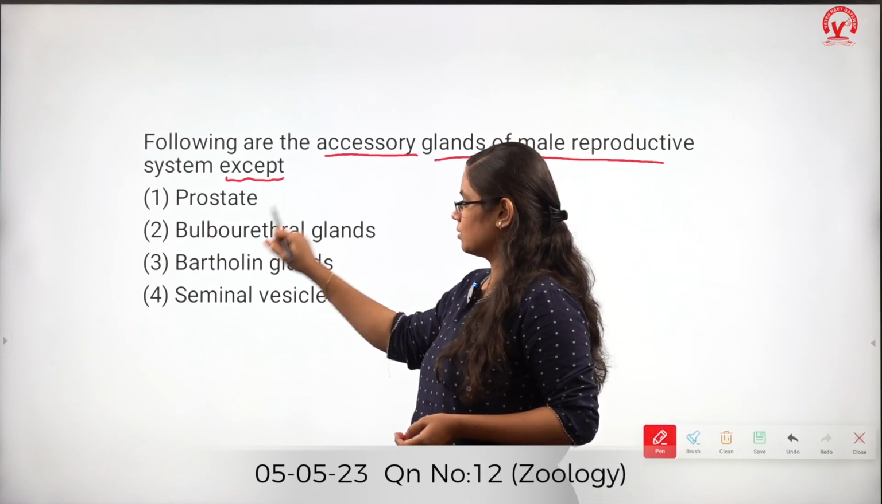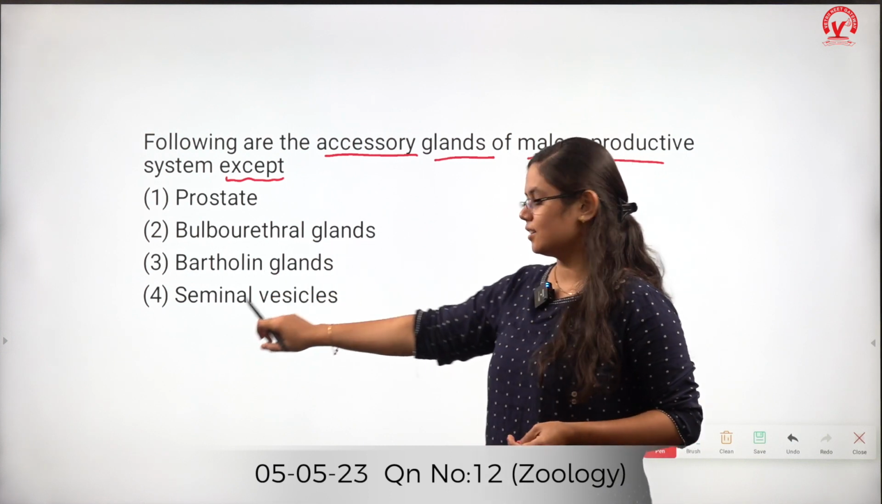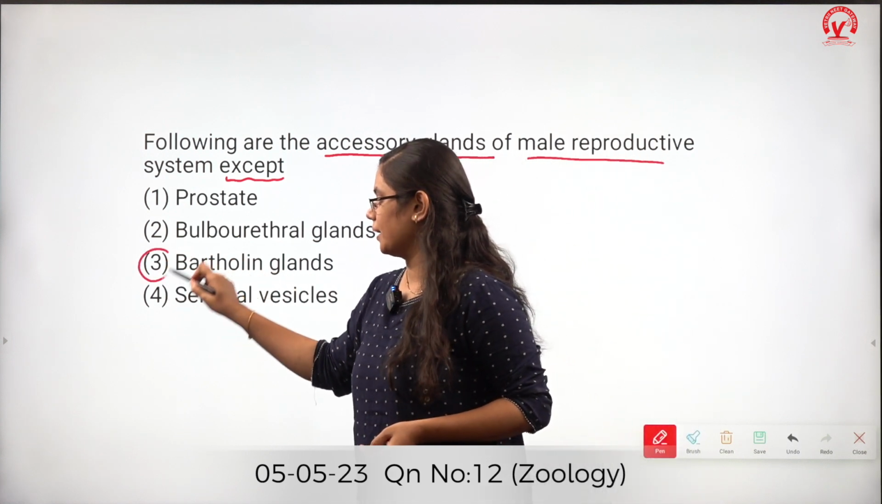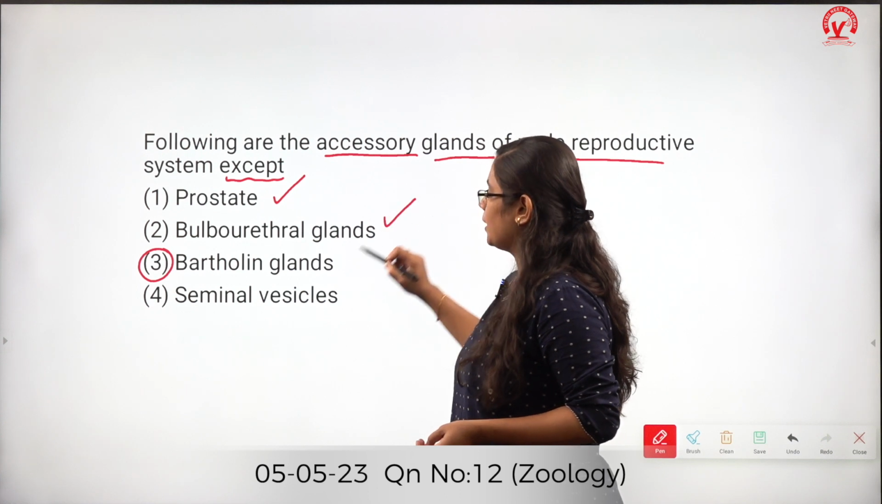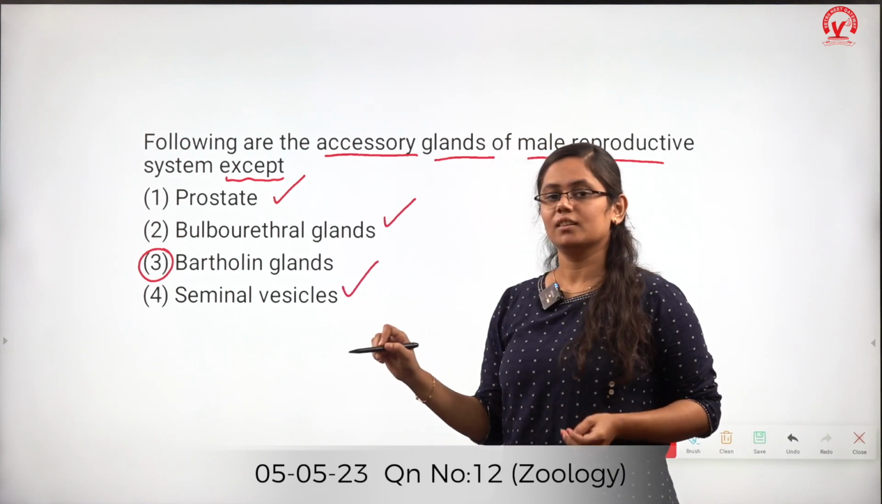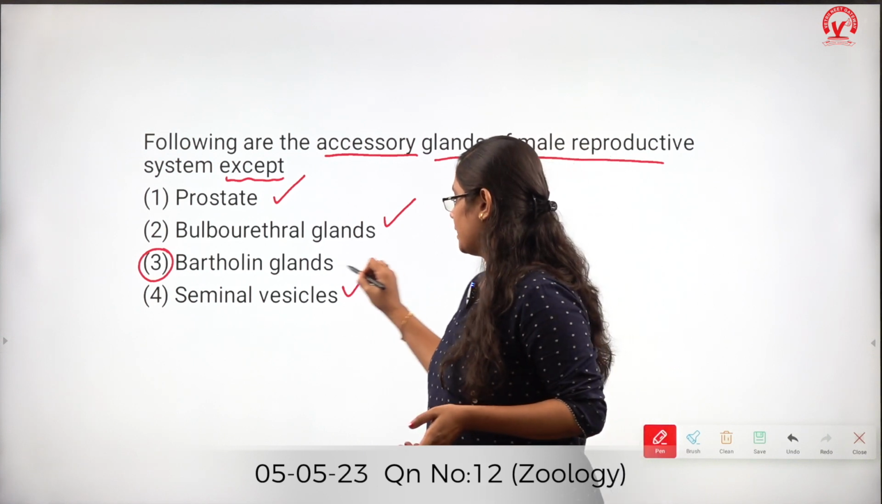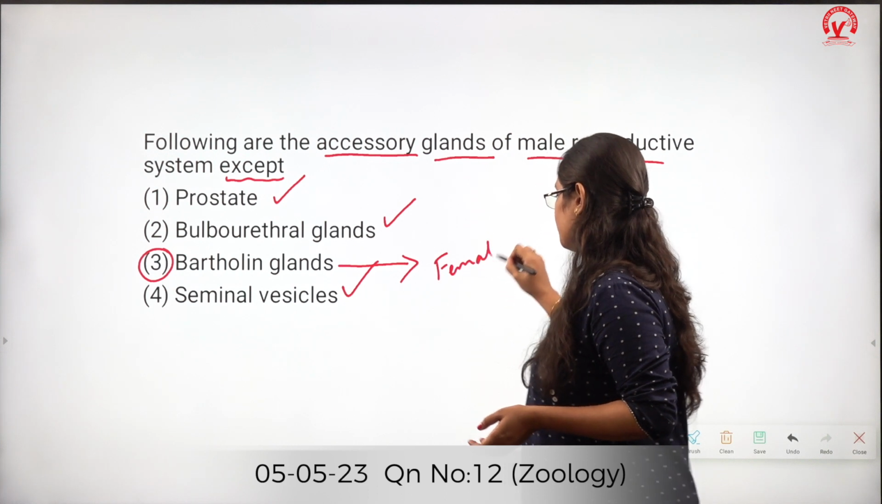So the options are prostate gland, bulbourethral glands, Bartholin glands and seminal vesicles. The answer will be option 3, Bartholin glands. Whereas prostate, bulbourethral and seminal vesicles are the 3 accessory glands of male reproductive system, and Bartholin glands is the accessory gland of female reproductive system.